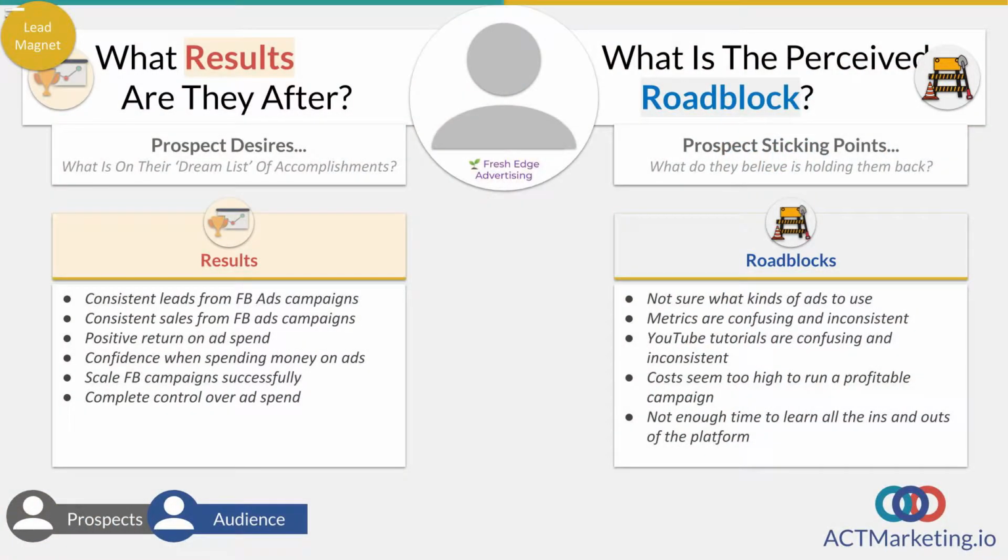So as an example, you can of course pause. Here's a list of results and roadblocks or objections that we might come up with if we were a Facebook advertising agency and we were trying to get new Facebook ads clients. So we would list out the results that potential clients would want out of their Facebook advertising, and of course the problems or roadblocks that they might be facing in trying to make their Facebook ads more successful. We'll use this as a case study just moving forward.